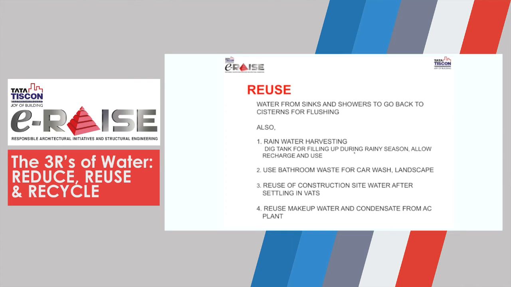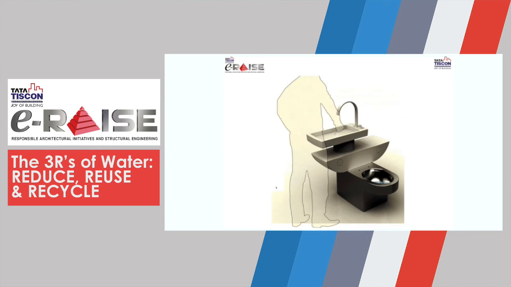Use bathroom wastewater for car wash and landscape. Reuse of construction site water after settling in vats, as well as reuse of makeup water and condensate from the AC plant. So yes, the graphic on your screens now is showing how you are doing a hand wash, and the hand wash is actually going into the tank for the cistern.